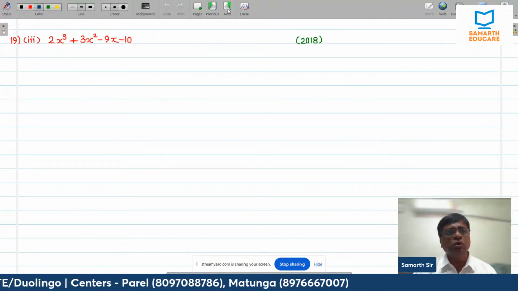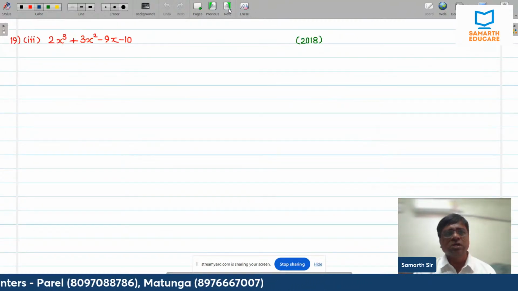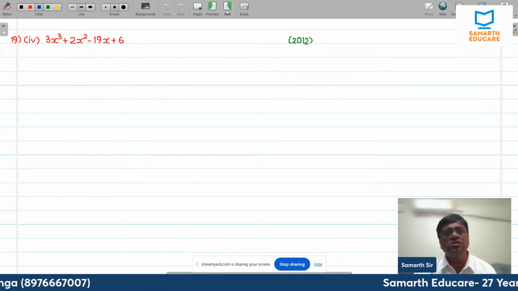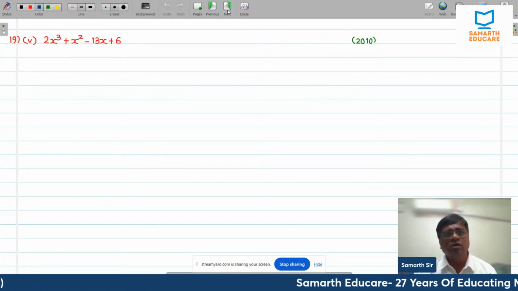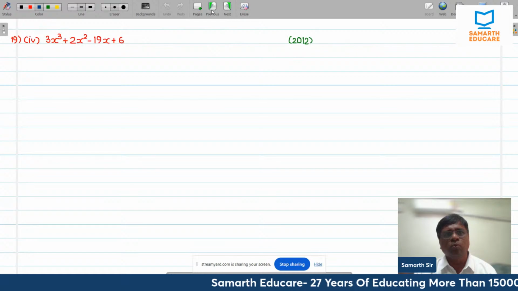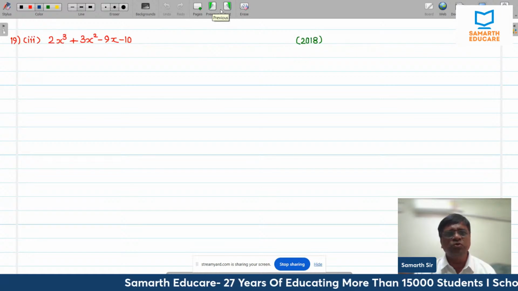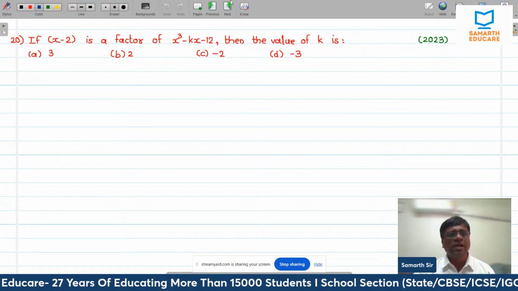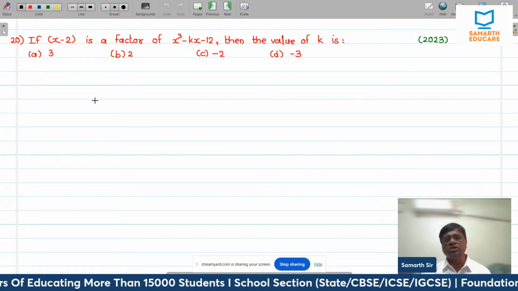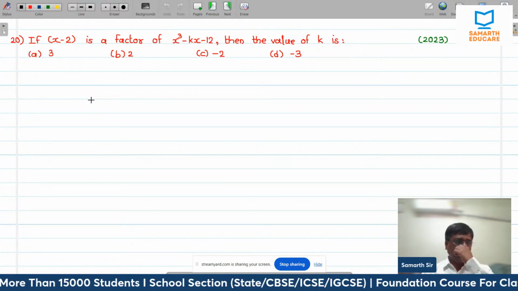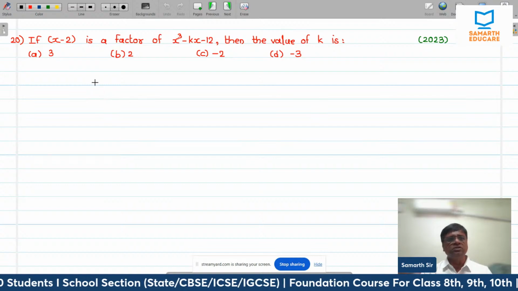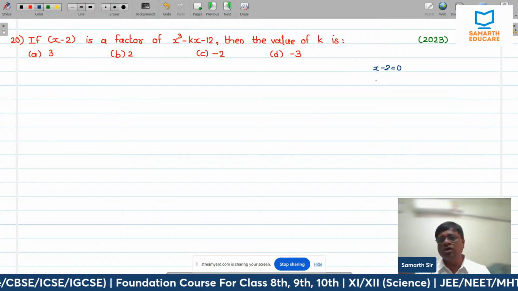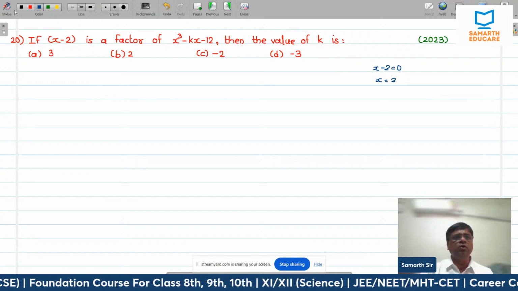Okay. So again come to this. If you want I can solve one more, or you try these questions. These are all similar questions. Let me come to this question. It's an MCQ from 2023. x - 2 is a factor of this. That means if x - 2 is a factor, take the value of x - 2 as 0, so the value of x to take is 2.